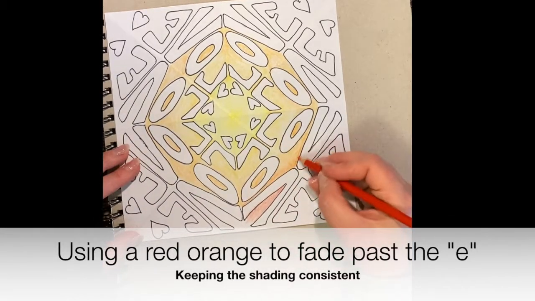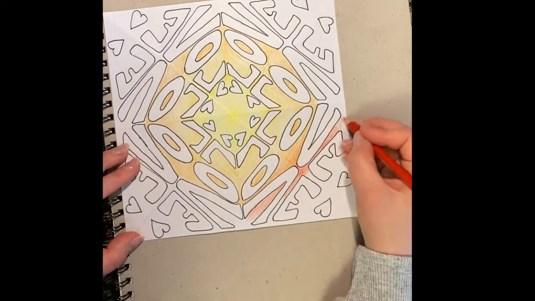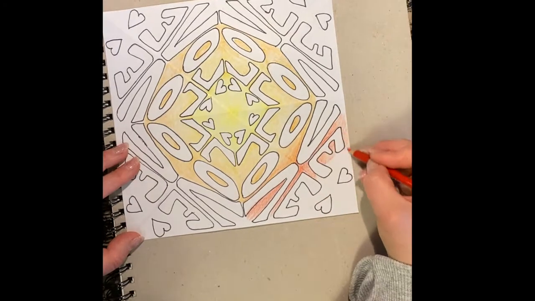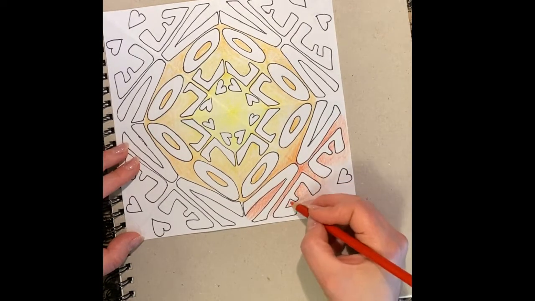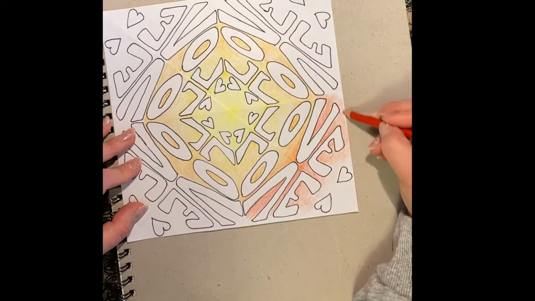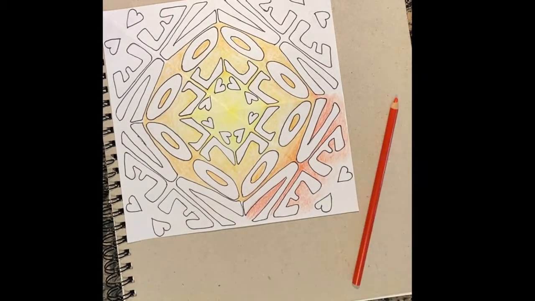Now I'm going to move into a red-orange to fade this past the E. I'm also making sure that I shade a little bit of this into the previous area, just again so that way I can get that nice transition where the color latches into each other.